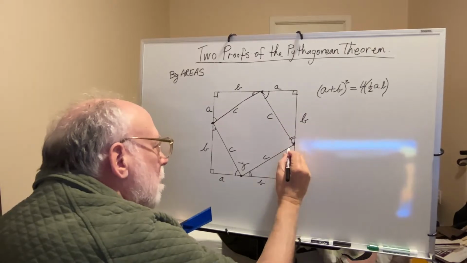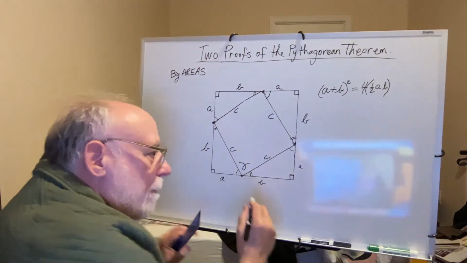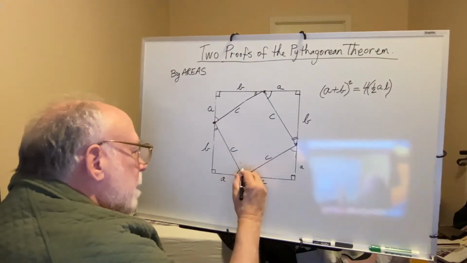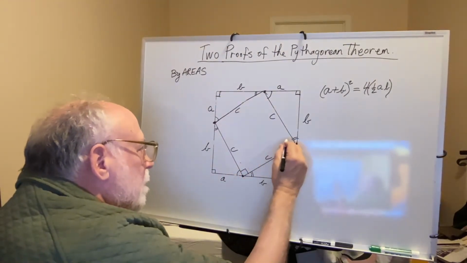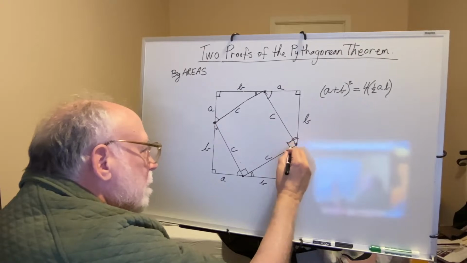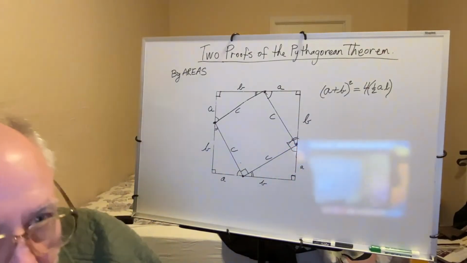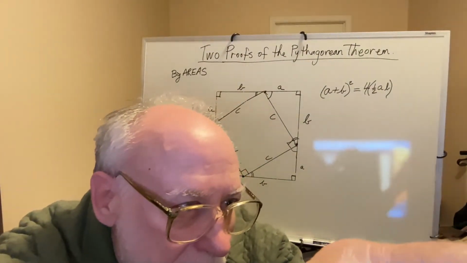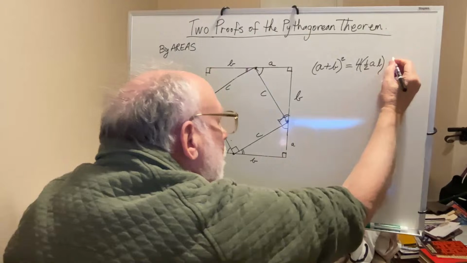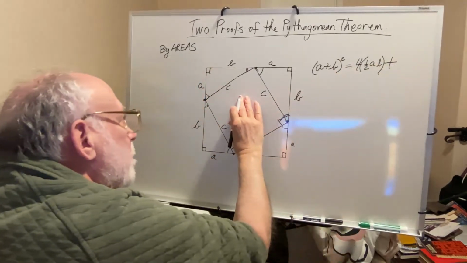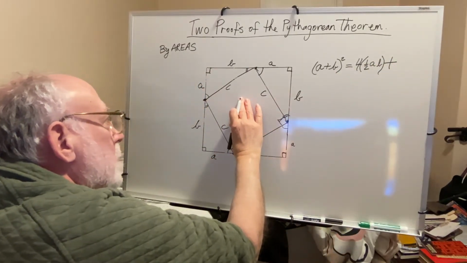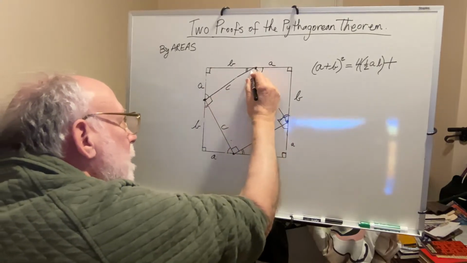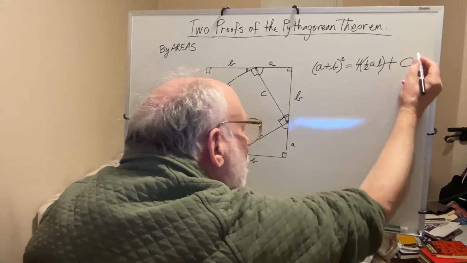So what's left over is going to be gamma. It's going to be a right angle. All these 4 angles are right angles. So the area of the rhombus in the middle, it's a square though, so the area is C squared.